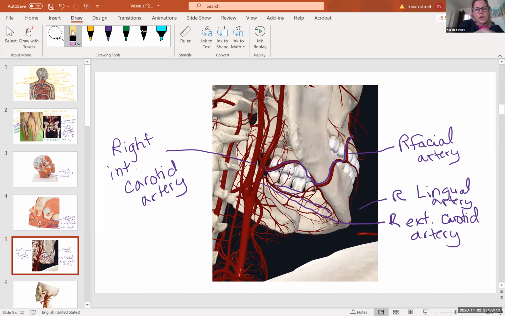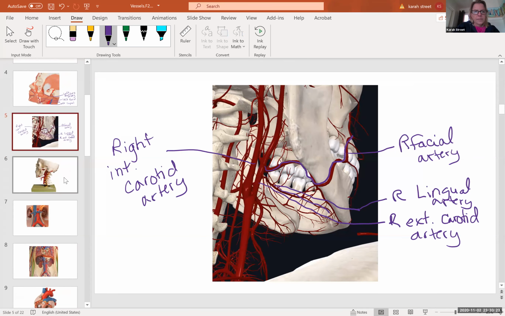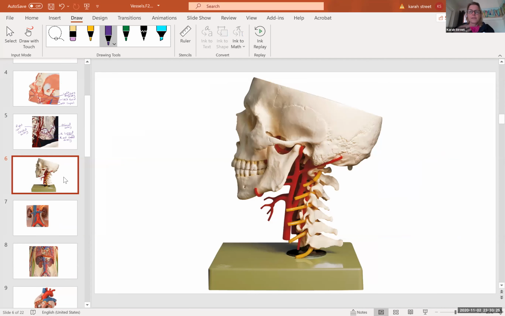Erase that and redraw it. Okay. Now here, I think, is the better model to tag quite a few of those structures that I was just talking about with the common carotid, external carotid, and internal carotid, as well as facial and lingual.